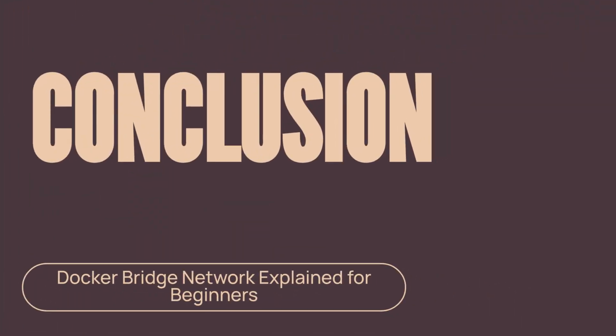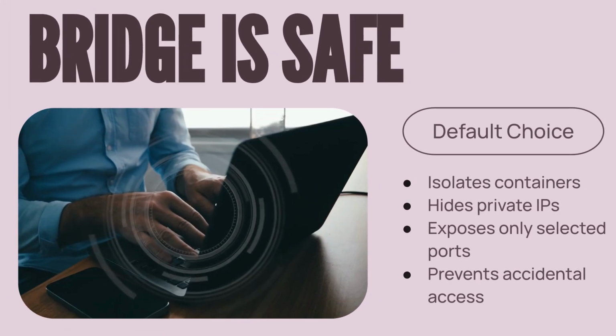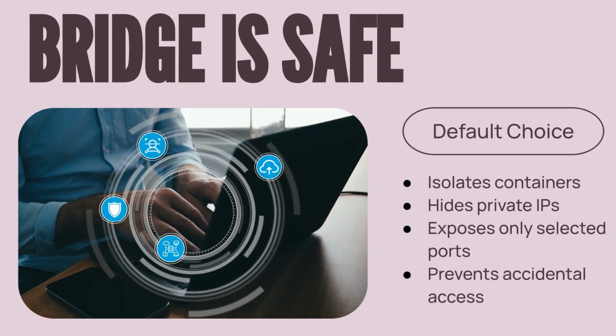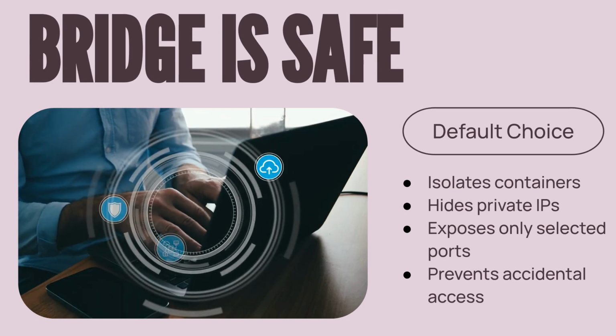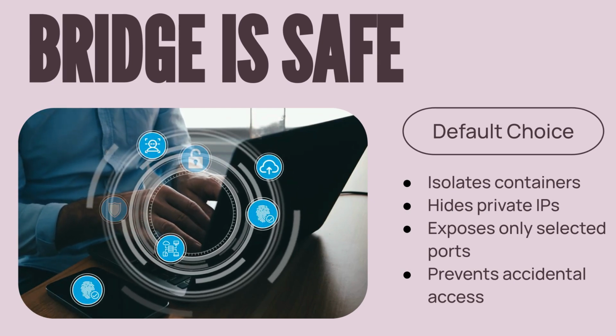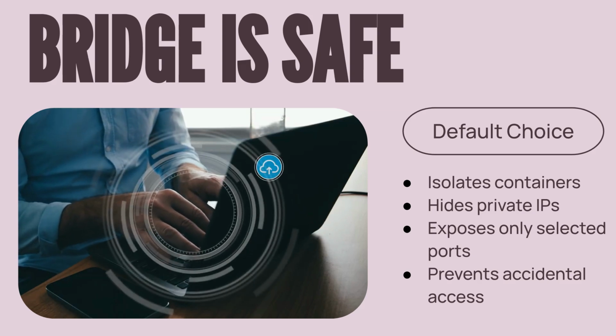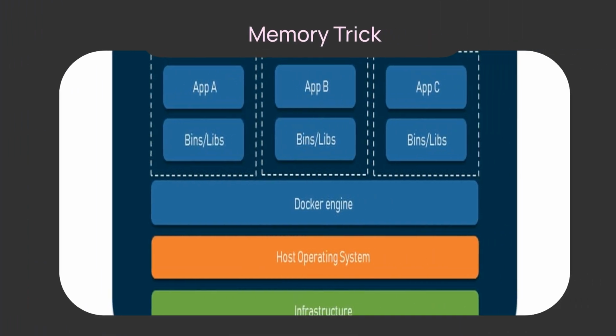To wrap up, let's look at why the Docker Bridge is the default and when you should use it. The Docker Bridge is the default network because it provides great security. It isolates containers, hides private IPs, and exposes only selected ports through mapping, preventing accidental external access. Here's an easy memory trick. Containers live in private rooms. The bridge controls the doors. Remember that, and you've got the concept down.